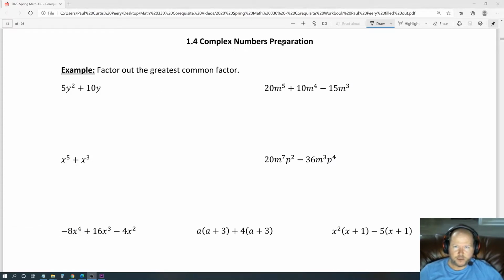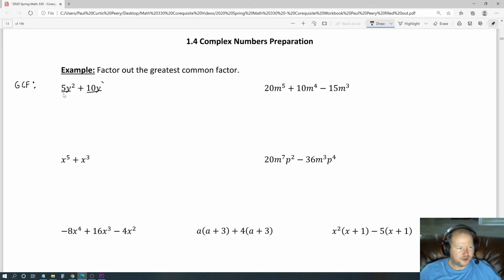1.4 Complex Numbers Preparation. Factor out the greatest common factor. Okay, so previously we learned how to find the greatest common factor, and what we're going to do is factor it out. Basically, first we find the GCF, and that's the most important part of this: find the GCF of these two terms.